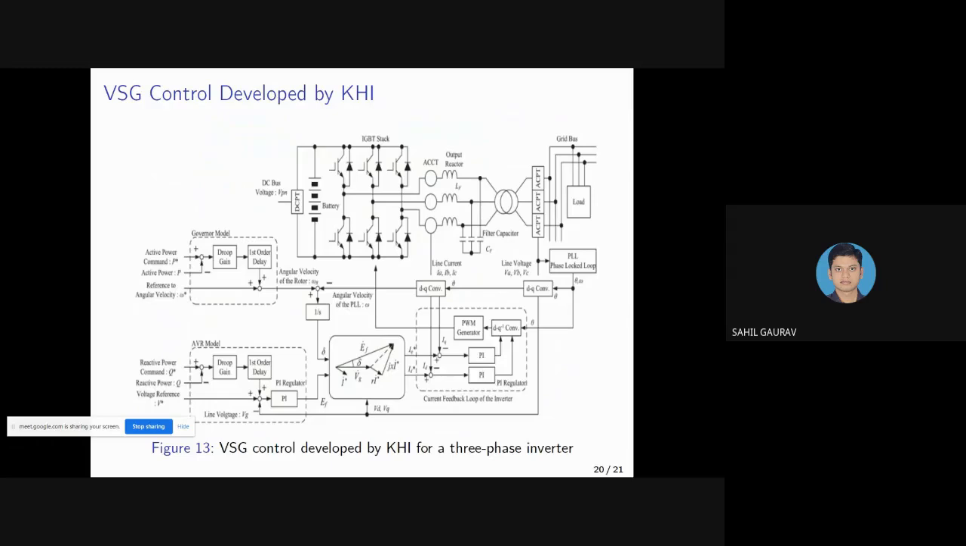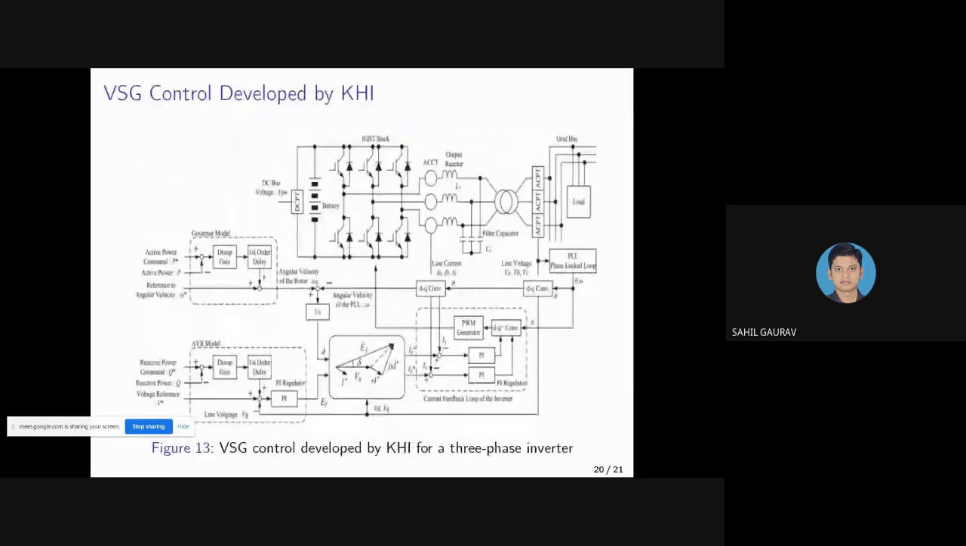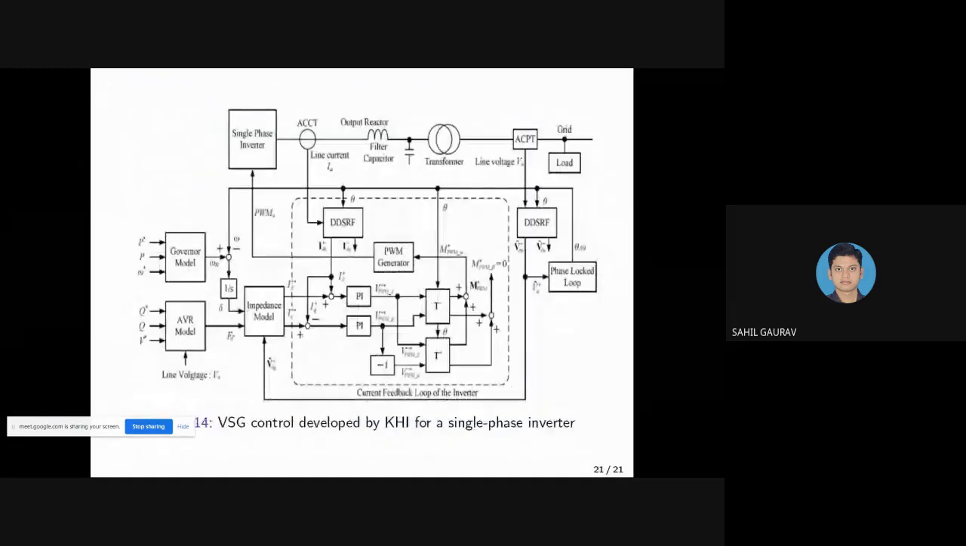And the next one is the virtual synchronous generator control developed by Kawasaki Heavy Industries. This KHI is also an active research group in the area of virtual synchronous generator control. KHI has developed VSG control for both three-phase and single-phase inverters. For the three-phase inverter, that is shown in figure number 13, and for single-phase, that is shown in figure number 14. The VSG control developed by KHI for the single-phase inverter is an adapted version based on the double decoupled synchronous reference frame, DDSRF, decomposition.